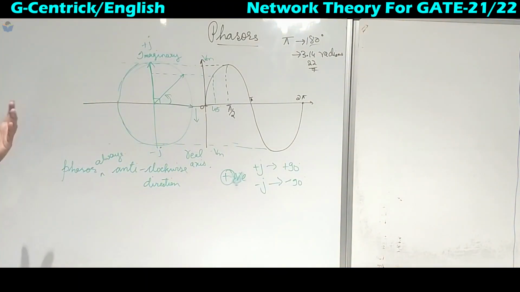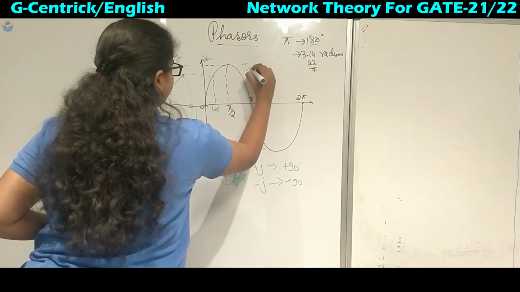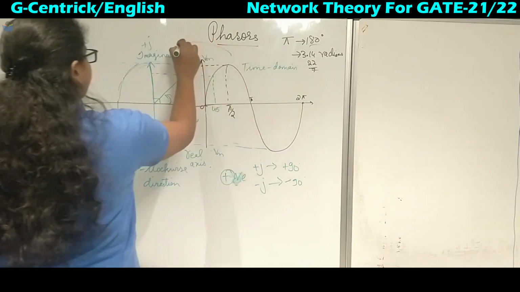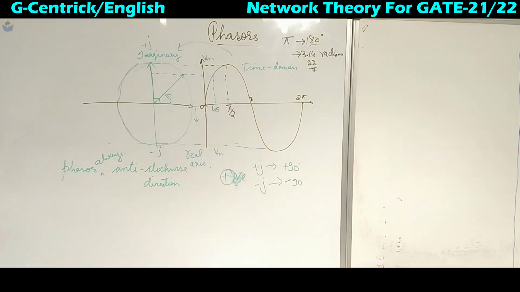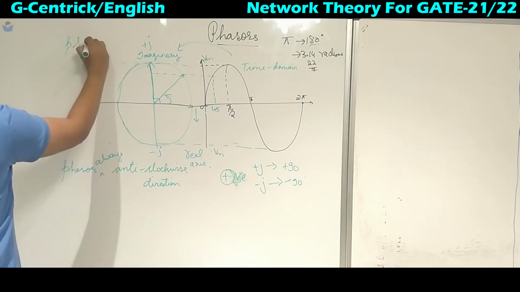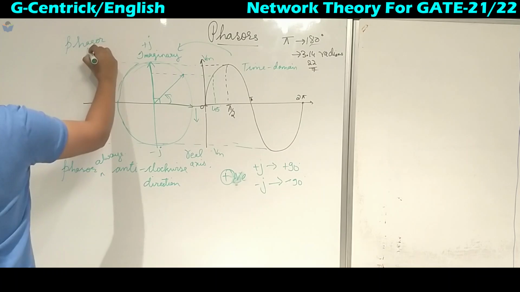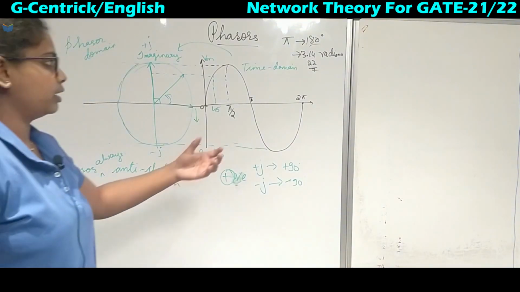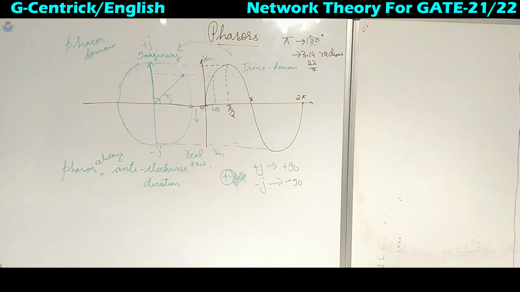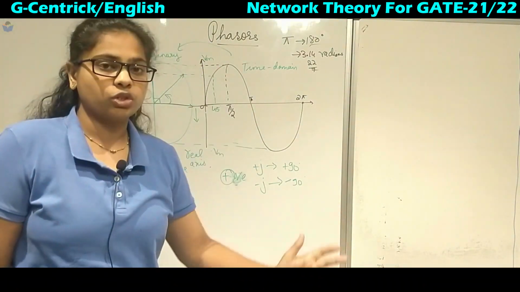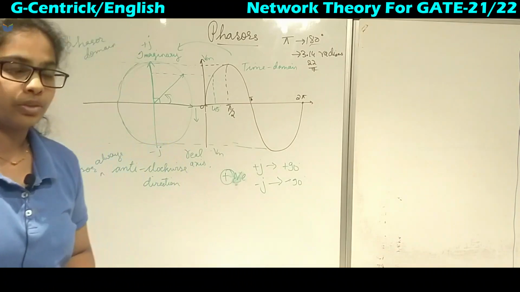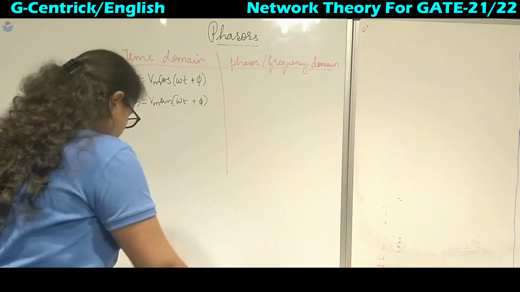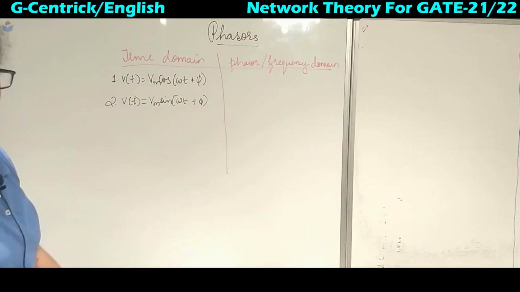This is what we call the time domain. So what we have done is convert it from the time domain into the phasor representation, or what we call the phasor domain. So this is in the time domain and this is in the phasor domain. We will see some of the conversions from time domain to phasor domain. Coming to this one, we will see the formulas.